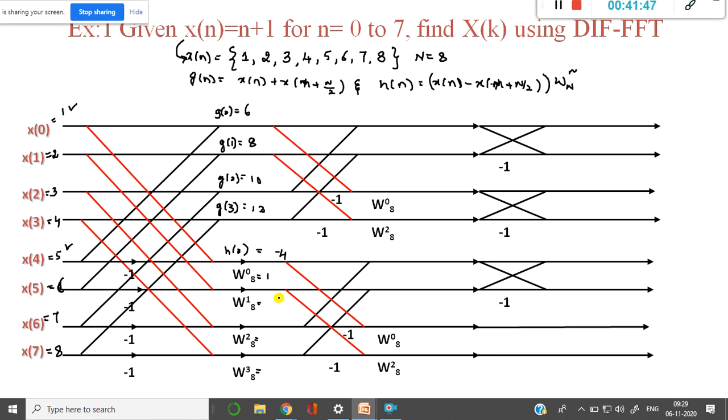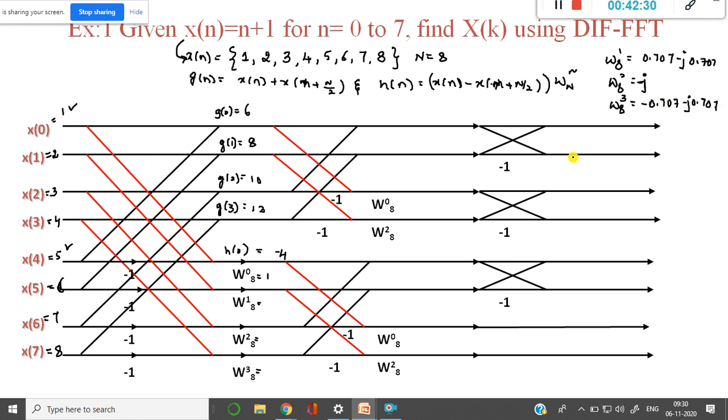W8 to the power of 1 is 0.707, so I write the values here. W8 to the power of 1 is equal to 0.707 minus j 0.707. W8 to the power of 2 is equal to minus j. W8 to the power of 3 is nothing but the negation of the first value, minus 0.707 minus j 0.707.